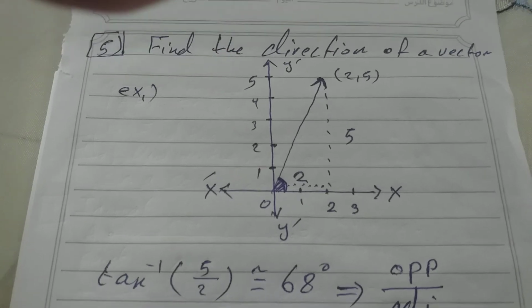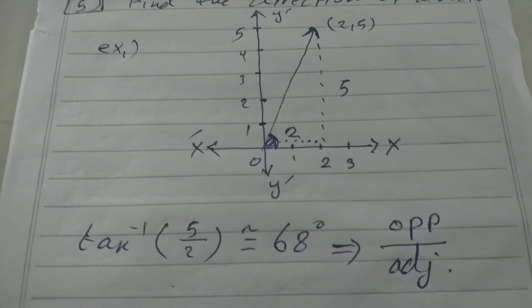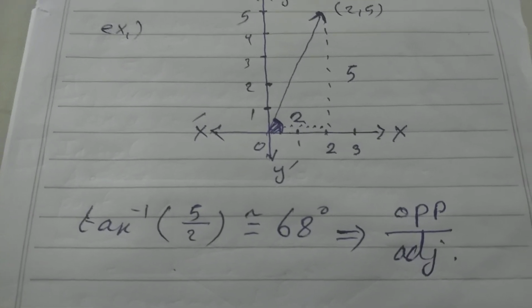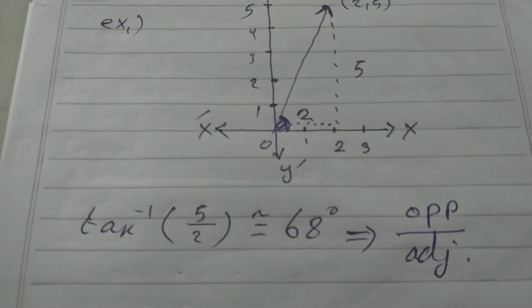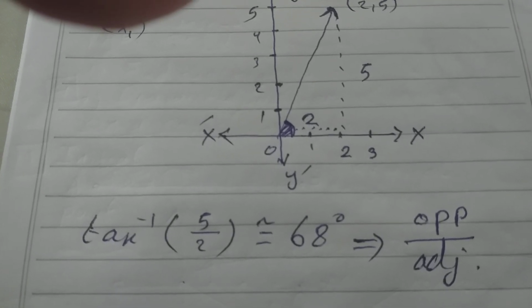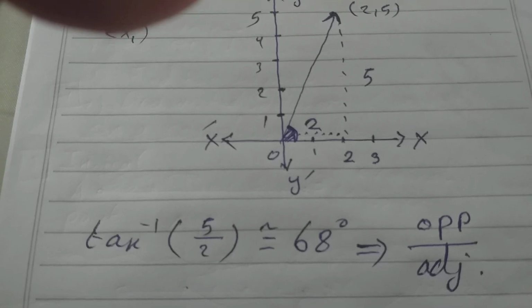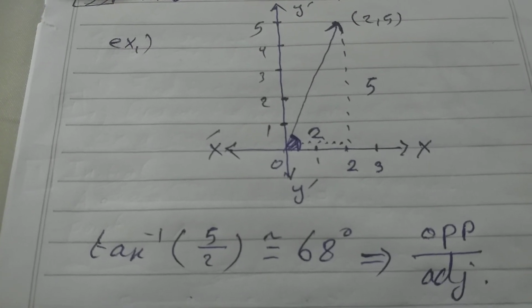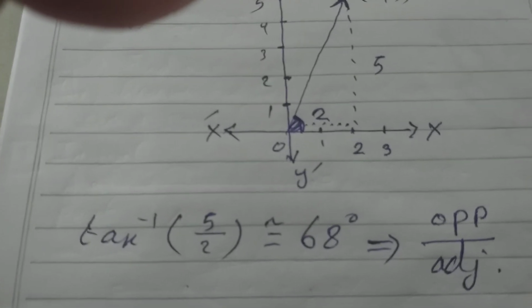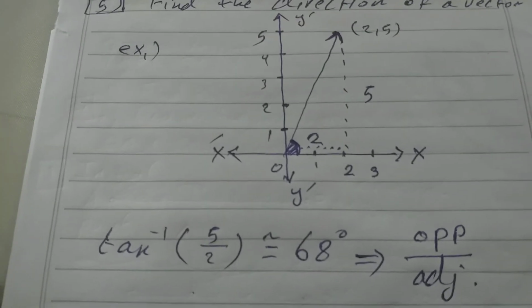To find the direction, I will use the tangent formula, which is opposite over adjacent. But since we're asked to find the angle, I will use the tan inverse of 5 over 2. Tan inverse of 5 over 2 equals approximately 68 degrees, and this is the approximate answer. This is part 1 of our lesson.